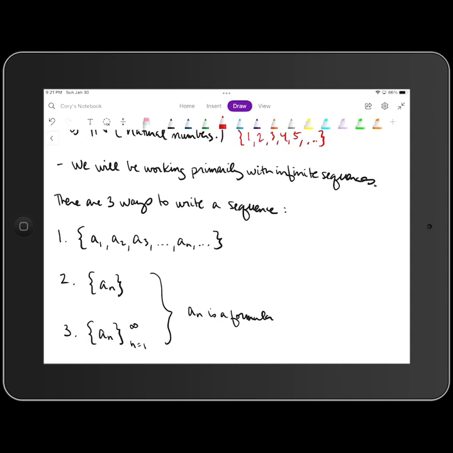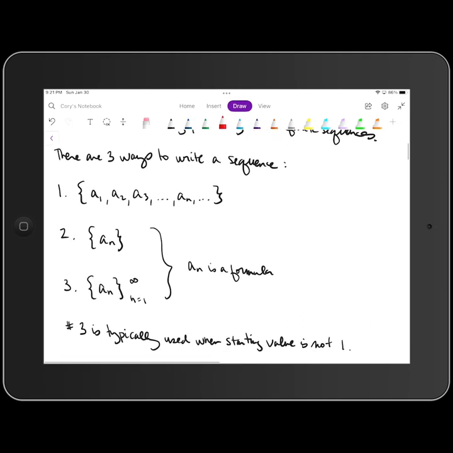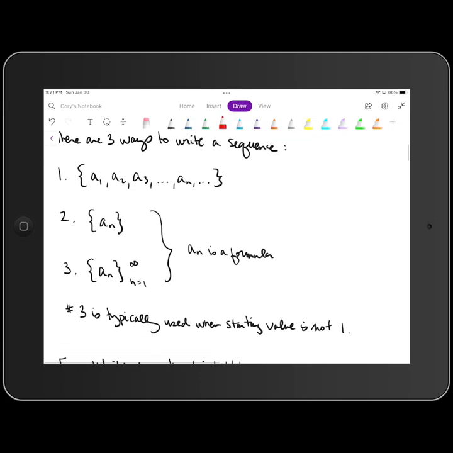We use the third way to write a sequence a lot of times if we want to start our sequence at some number that is not n equals 1. So if you want to start at n equals 0, or n equals 3, or n equals 4, you'll see sequences represented by that third means. That's what I wrote down below. Number 3 is typically used when our starting value is not 1.